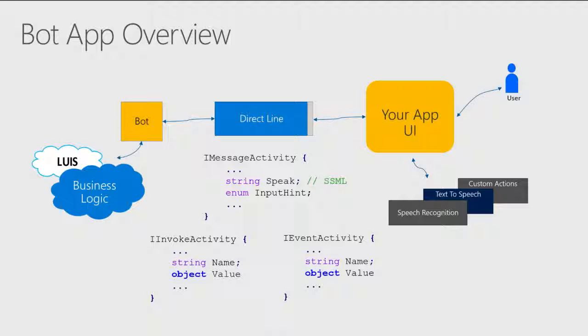Similarly, I mentioned the invoke and event activities earlier. These are relatively generic objects that you can use to event information to the other party, as well as to invoke specific functionality, for example, raise temperature to 72 degrees on your application. But not only do we have these activities, the Direct Line actually supports completely custom data payloads. So you're able to craft completely custom activities of your own that is a custom contract between your bot and your application.